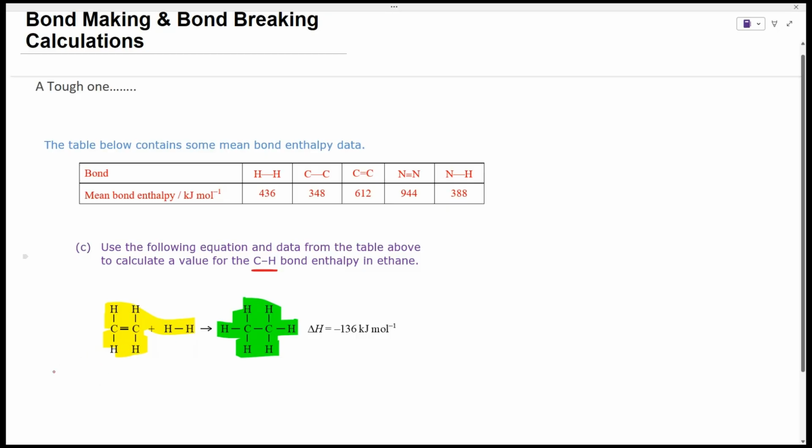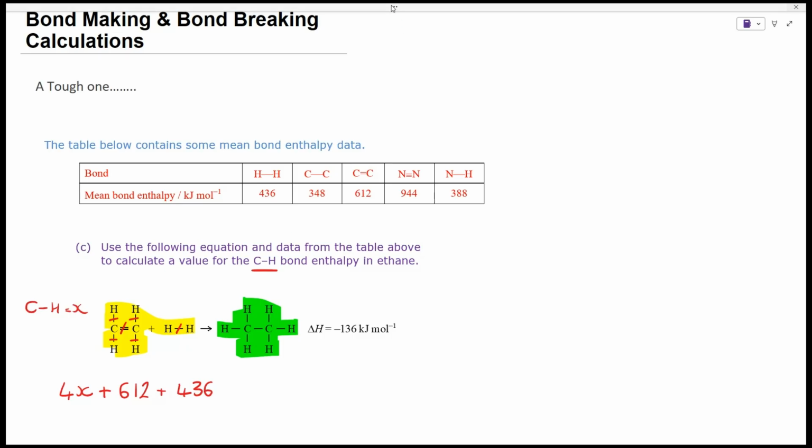So I'm going to start off with the bond breaking. I've got C-H as my unknown, so I'm going to assume that C-H is x. So on this side I've got 4x. Hopefully we're all happy with that, 4 bonds. I've then got a C double bond C, which comes in at 612. So I'm going to add that. I've then also got a hydrogen to hydrogen, one of them, which comes in at 436.